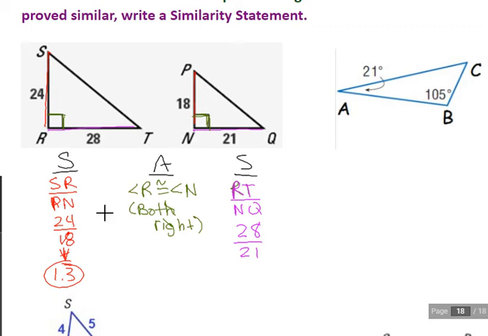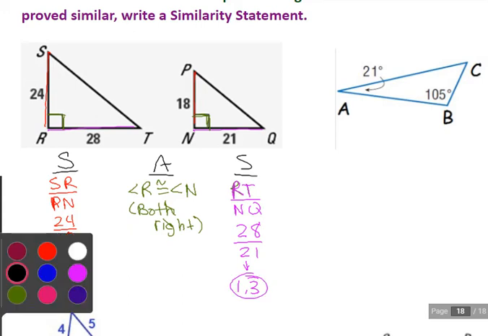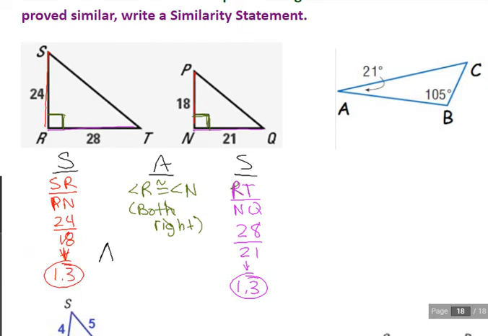So let's write a triangle similarity statement. TRS is similar to QNP by side angle side similarity. And as you guys can see, my board and my computer are struggling, but we're going to get through this.